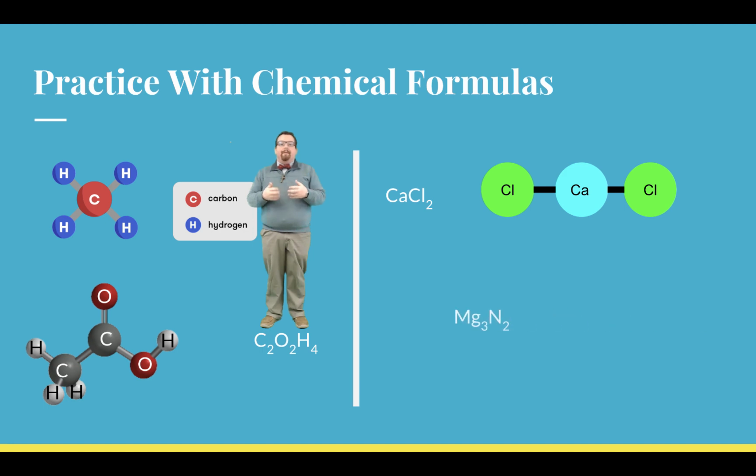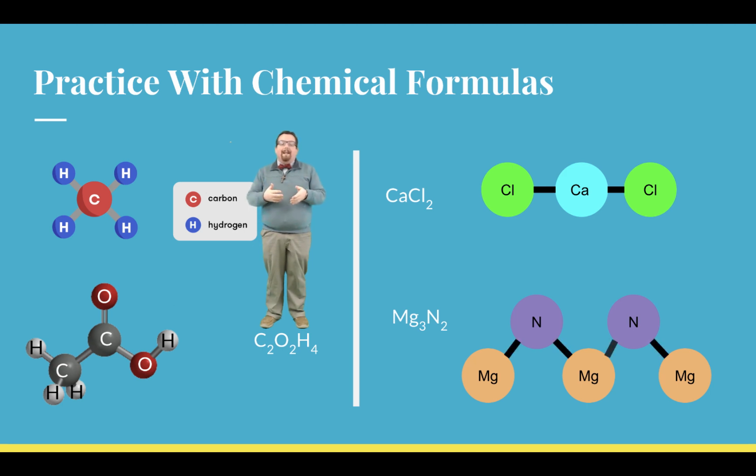Finally, we have Mg3N2, that would be magnesium nitride. It says Mg3, that means there are 3 magnesiums, so we can go ahead and put 3 magnesiums down. And then it says N2, which means there are 2 nitrogens. So we put 2 nitrogens, and now we connect them all together because, again, it's a molecule or a compound. And now we have our picture of Mg3N2.